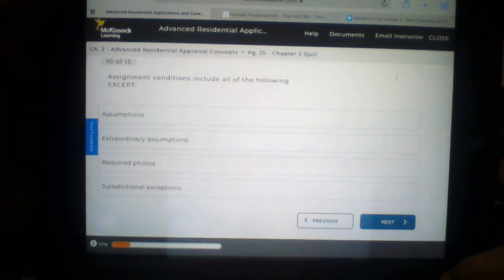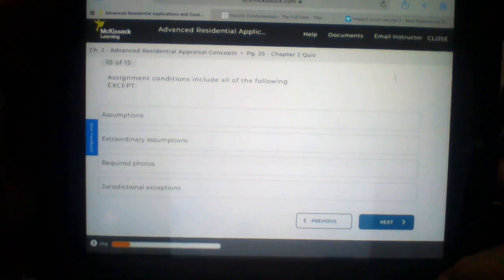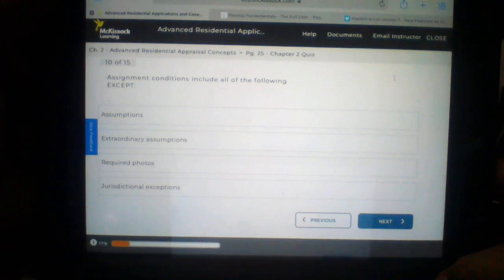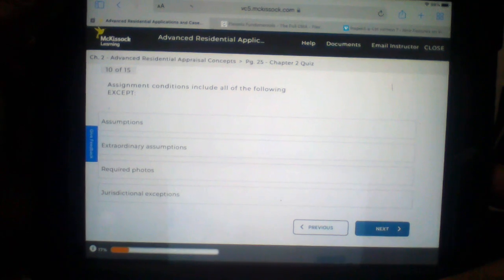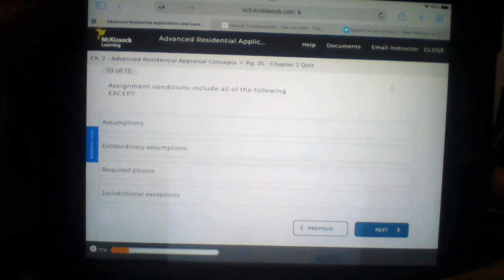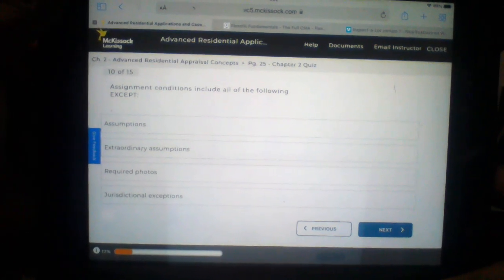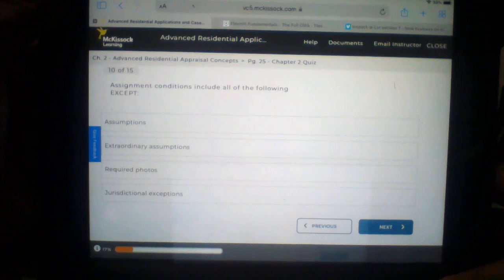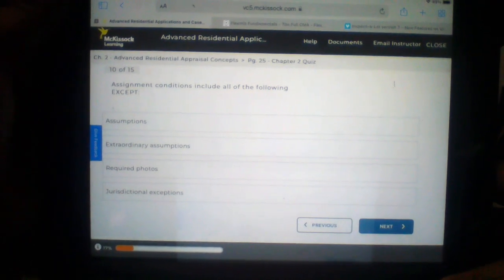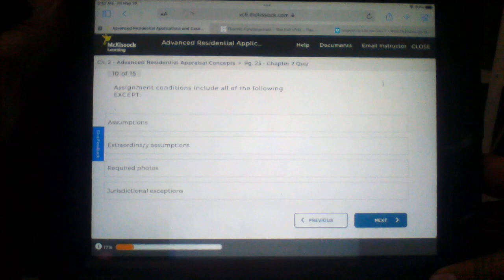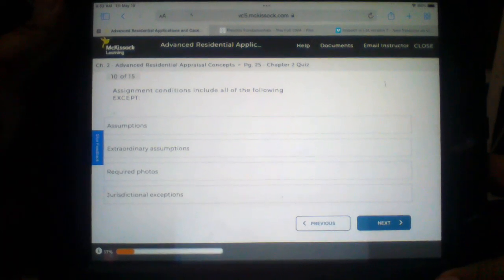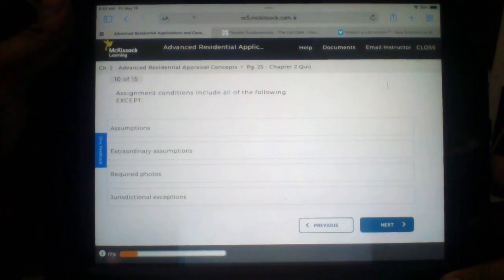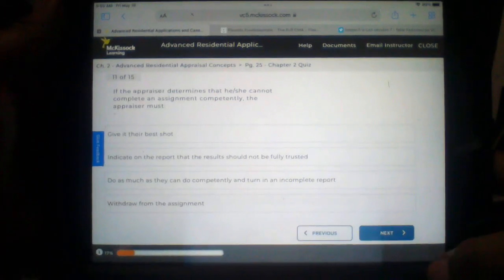Number 10, assignment conditions include all of the following except A, assumptions, B, extraordinary assumptions, C, required photos, or D, jurisdictional exemptions. Okay, now this one's a tricky one. Assignment conditions. I'm going to go required photos. It just doesn't seem like it fits in that.